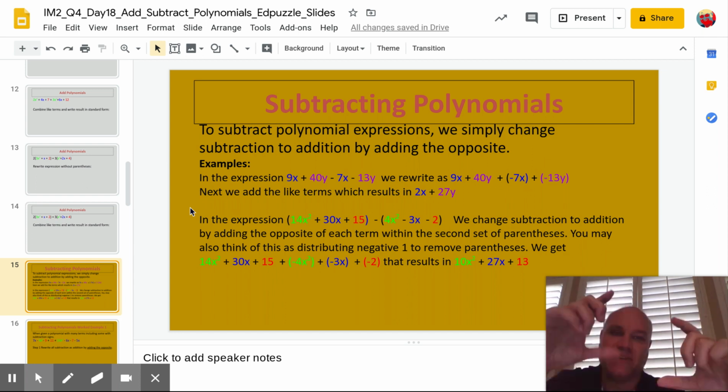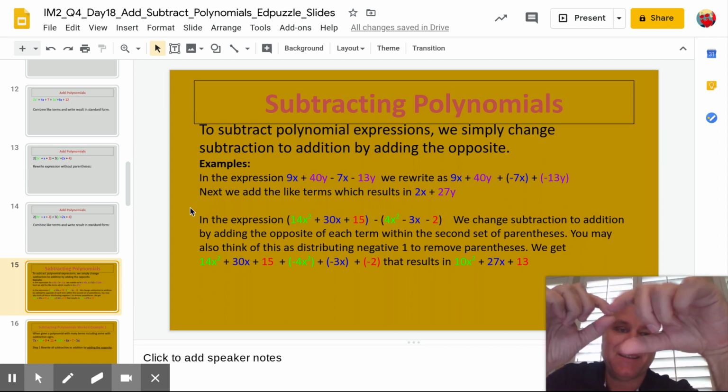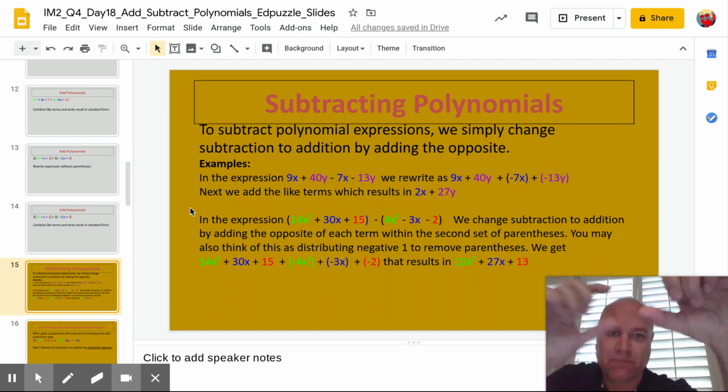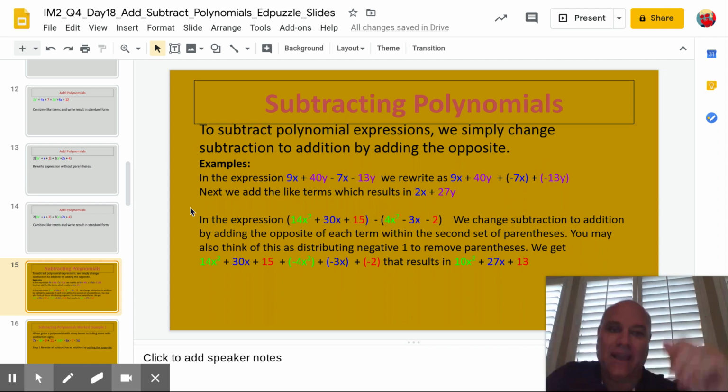And I put the parentheses around those so that you don't have a plus minus sign right next to each other. You want to break those up so you're showing that you're adding a negative term. So then we would combine like terms, and we'd end up getting, in this example, 2x plus 27y. Next example here, we have 14x squared plus 30x minus 15. And then we're going to subtract the trinomial 4x squared minus 3x minus 2.